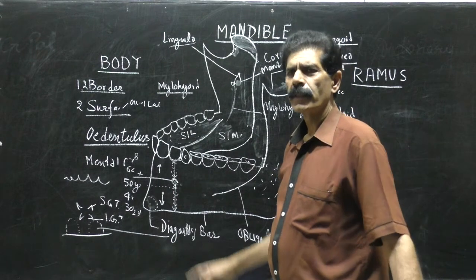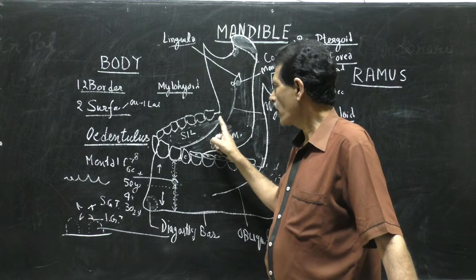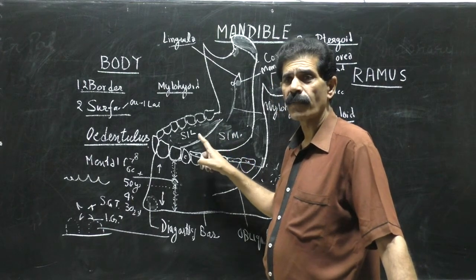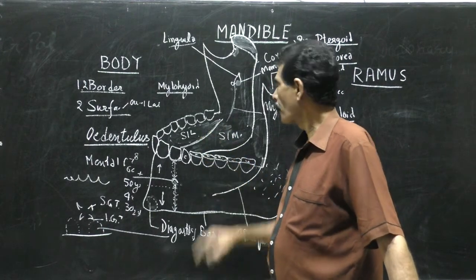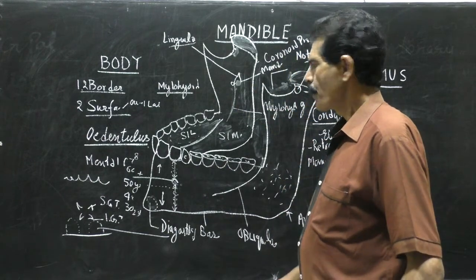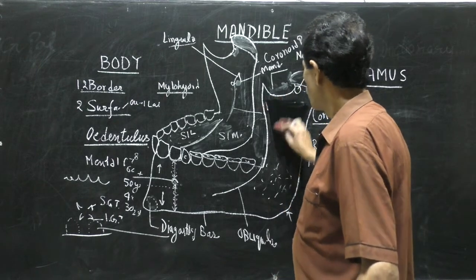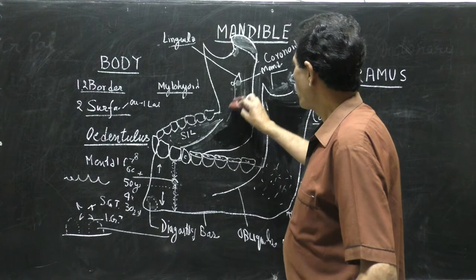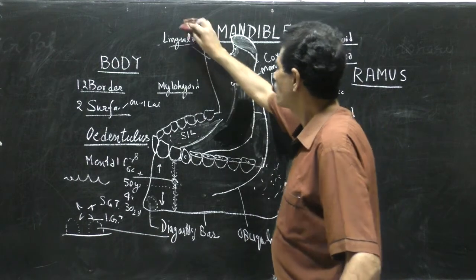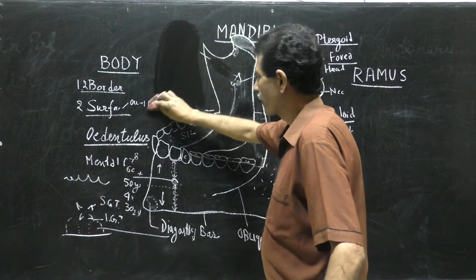So remember, the mylohyoid groove is present on the medial surface of the ramus, but the mylohyoid line is present on the medial surface of the body of the mandible. So this is how we study the mandible as a whole, its various features with the body as well as the ramus and its features on the medial and lateral surface.